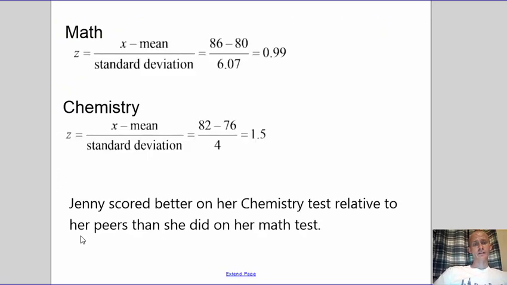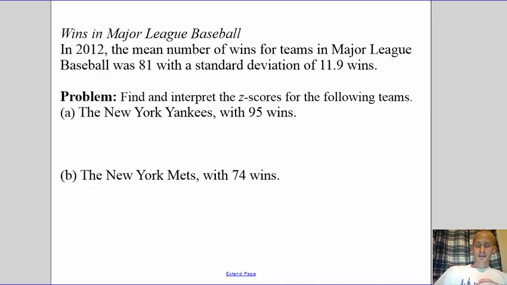Remember back to that math problem, we had a z-score of 0.99. Here on the chemistry test, we have a z-score of 1.5. So even though she scored higher on the math test, more points, she actually did better relative to her peers on the chemistry test. That z-score of 1.5 is what tells us that. So Jenny scored better on her chemistry test relative to her peers than she did on her math test. Always include that context.